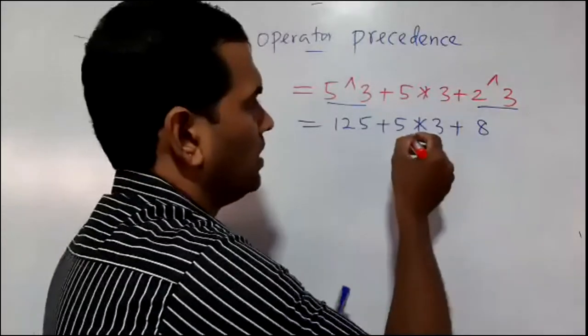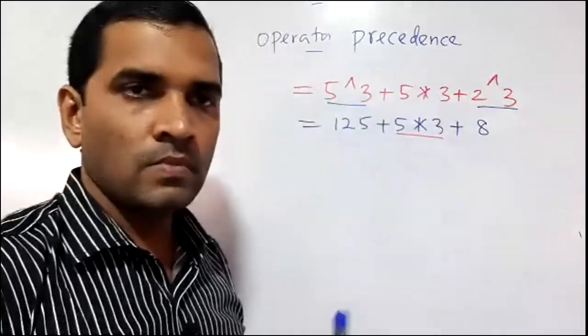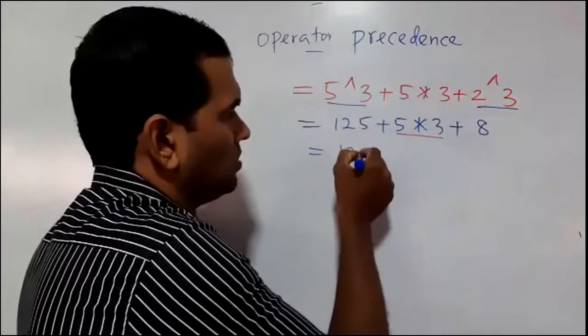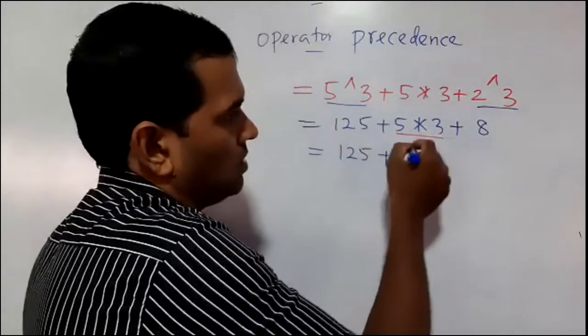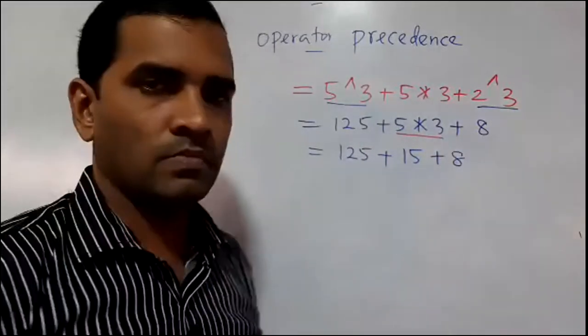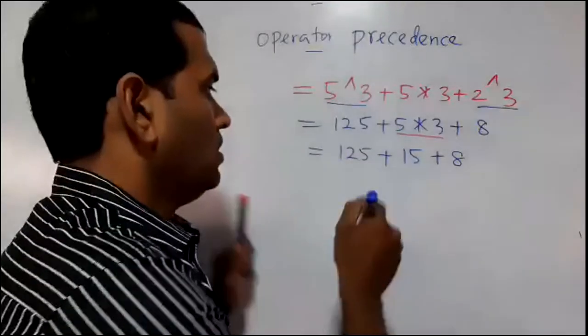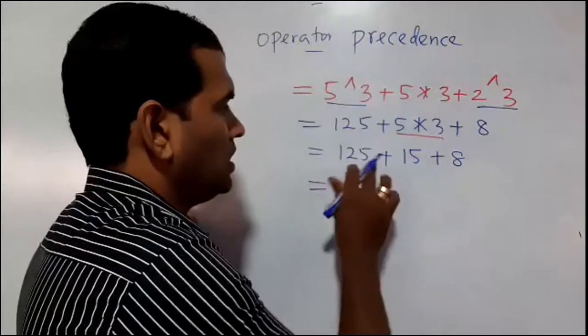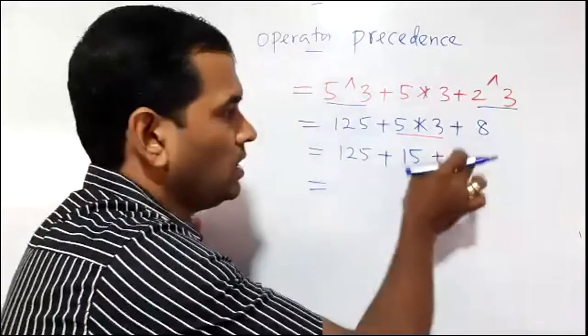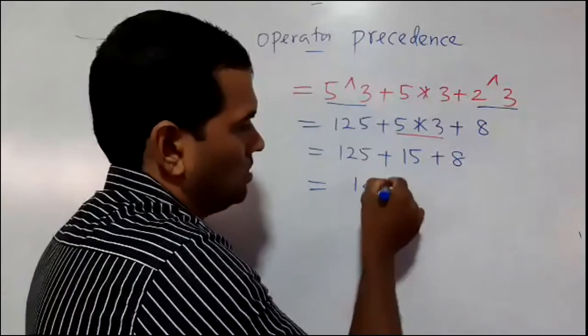So try handling asterisk first. Let me write the other things as they are: 125 plus 15 plus 8. We have only plus now, so it's okay. 125 plus 15 is 140, plus 8 is 148. This is the answer.